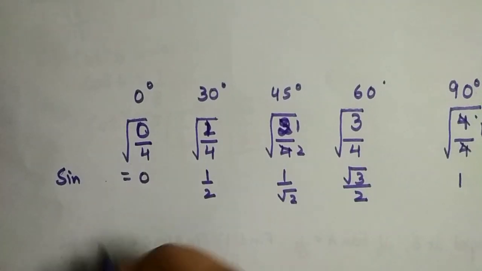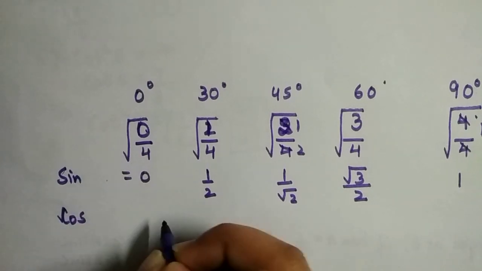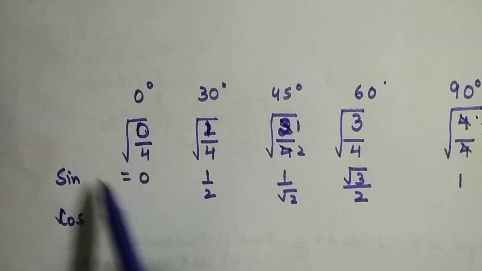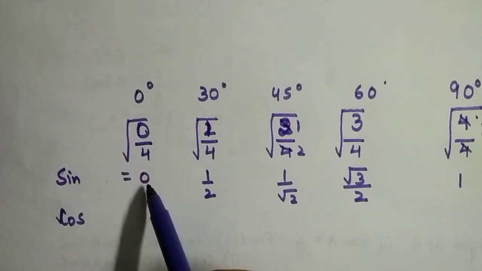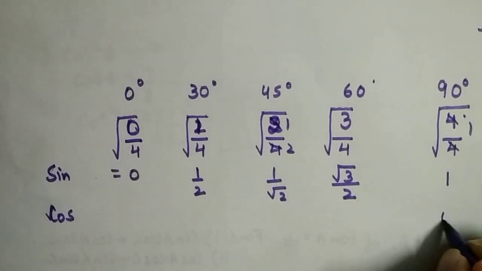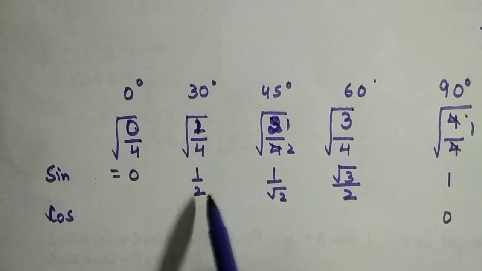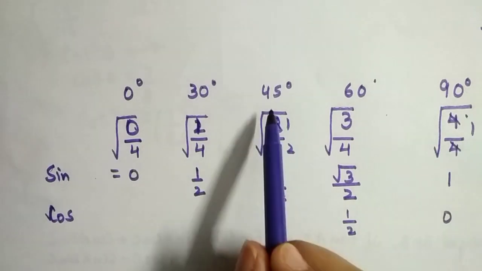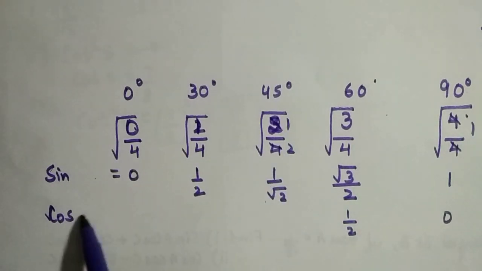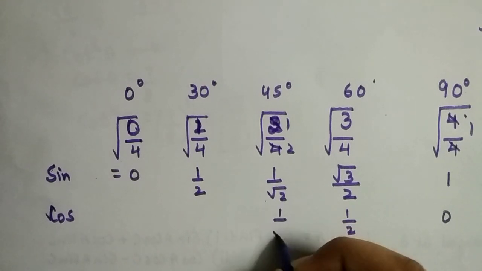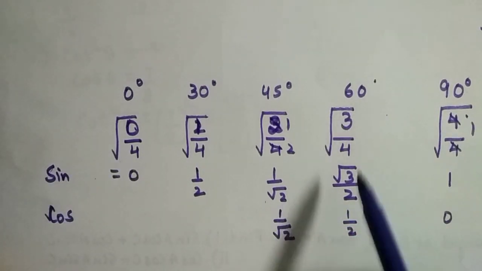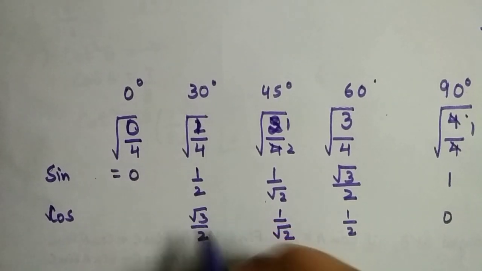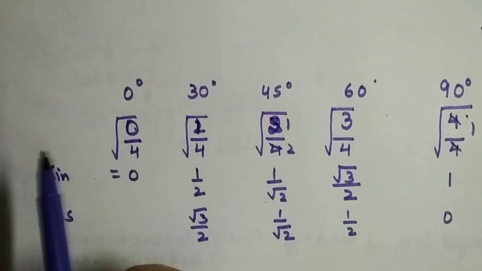Okay, now see for cos. cos के लिए हम क्या करते हैं, साइन से उल्टा लिख देते हैं. मतलब here sine 0 degree is 0, so cos 90 degree will be 0. Okay, sine 30 degree is 1 by 2, so cos 60 degree will be 1 by 2. Sine 45 degree is 1 by root 2, so cos 45 degree will also be 1 by root 2. Now sine 60 degree is root 3 by 2, so cos 30 degree will be root 3 by 2. And sine 90 is 1, so cos 0 is 1.